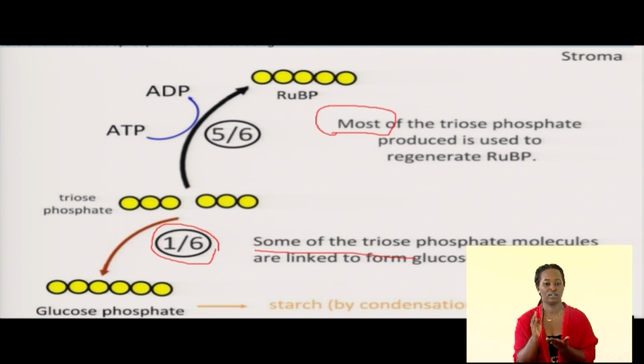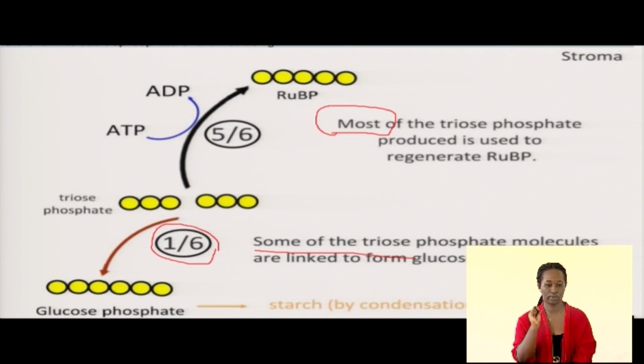Rejuvenate, bring back RuBP. Some produce the glucose. So we have our glucose phosphate that will undergo a lot of changes until we finally can have starch by condensation. Biological molecules, senior 4, you remember that? Add glucose plus another glucose, then you get maltose, continue adding others and stuff like that.